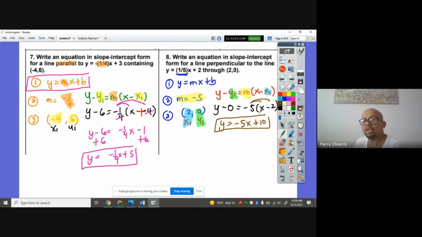And that's the equation that is perpendicular to y equals 1/5 x plus 2 that passes through the point 2, 0. And there you go. And that's how you end the ball game. Kaboom.